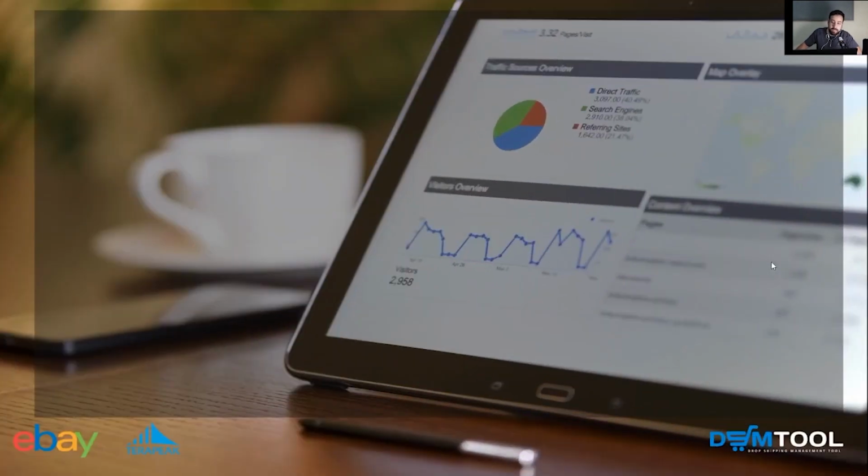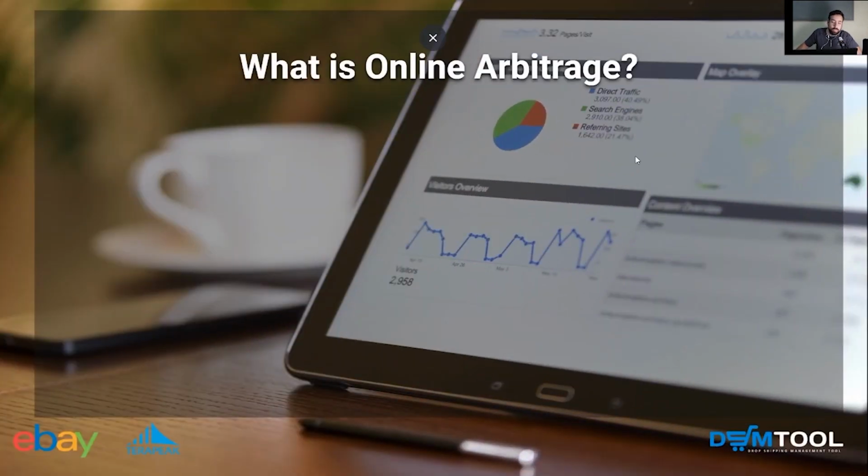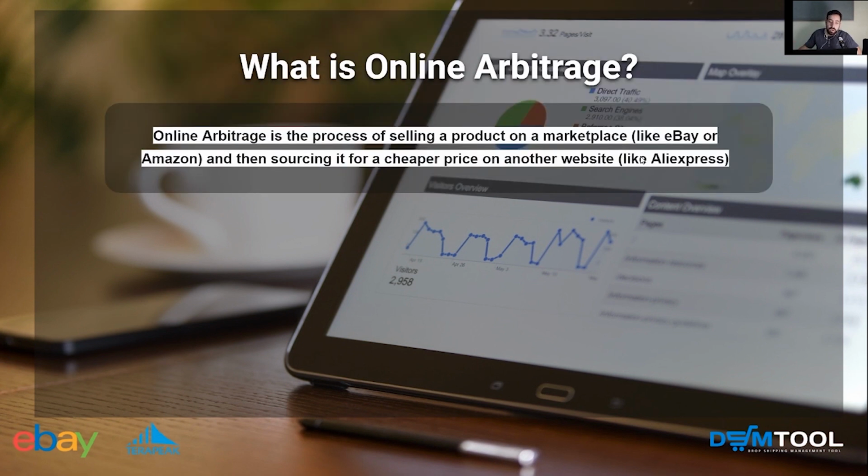Let's start. First concept I want you guys to learn is what is online arbitrage. And to put it in simple terms, online arbitrage is the process of selling a product on a marketplace such as eBay or Amazon and then sourcing that same item for a cheaper cost on another website. And we'll be using, in this case, AliExpress.